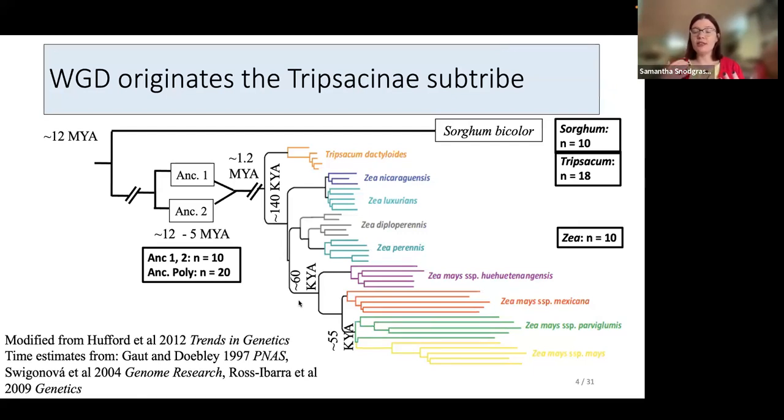Whereas in Zea, we see massive amounts of chromosomal rearrangements, fissions and fusion events. The genome kind of exploded in a way, but we have now 10 chromosomes. So that is an interesting note to make about these two genera within this subtribe.